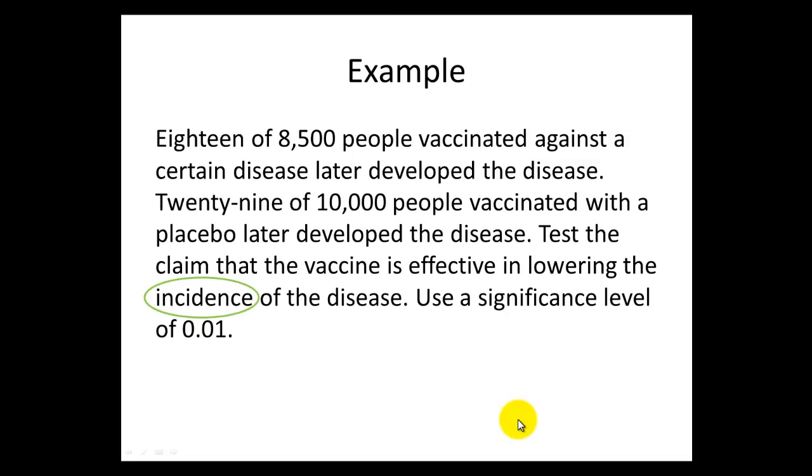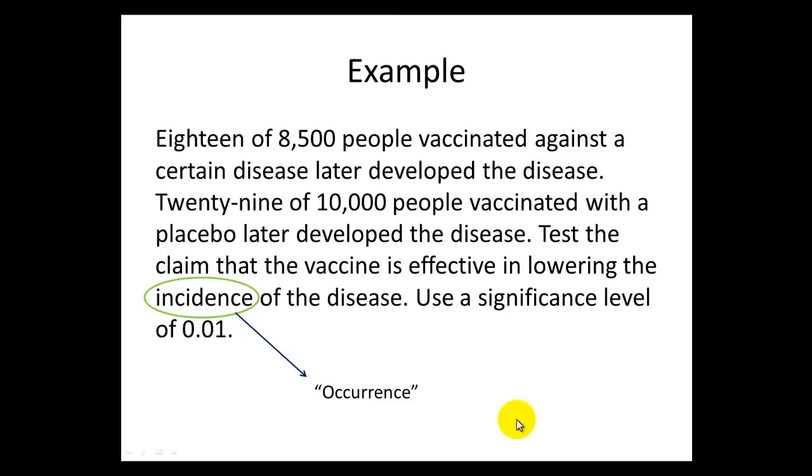The first thing I want to discuss is what the word incidence means. Incidence is sort of a public health word and has made its way into this example, and I see incidence as the word occurrence. So let's reread the last sentence. Test the claim that the vaccine is effective in lowering the occurrence of the disease.